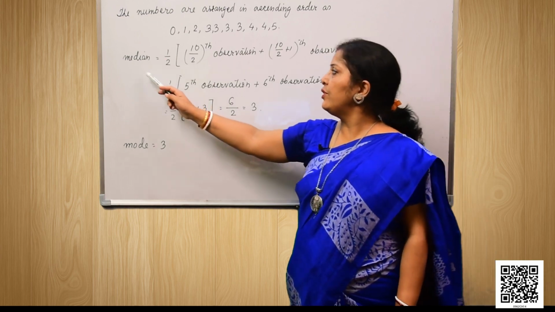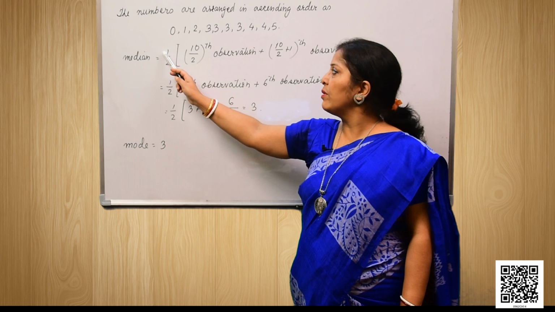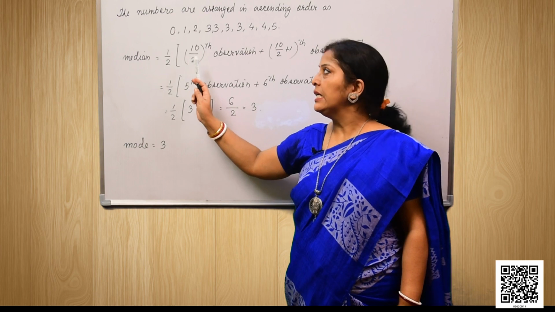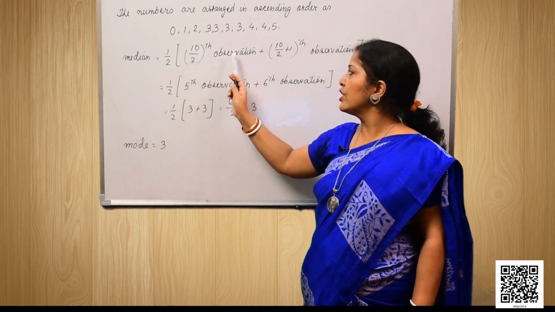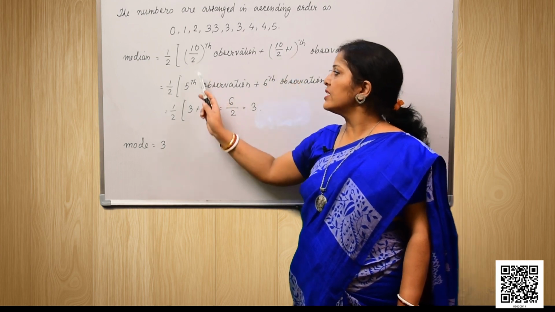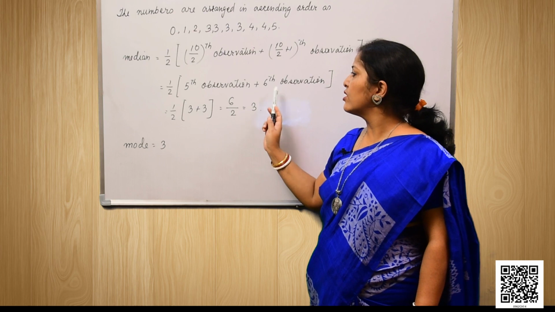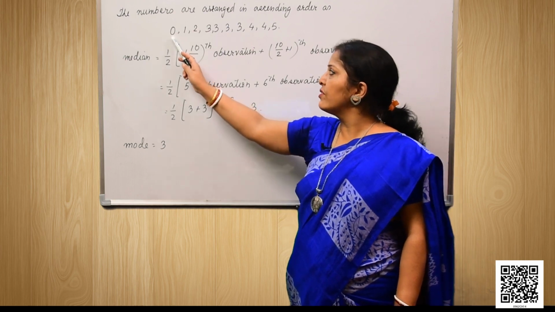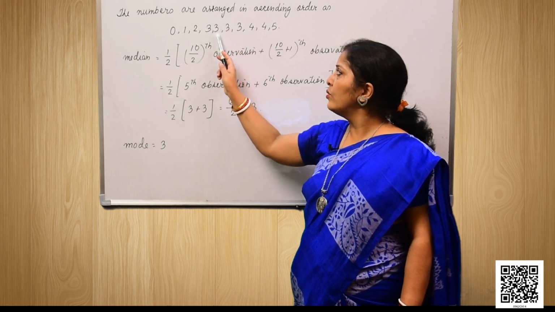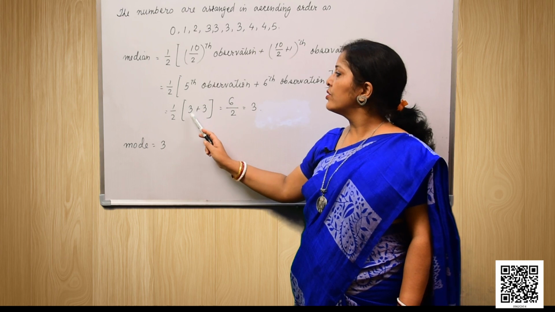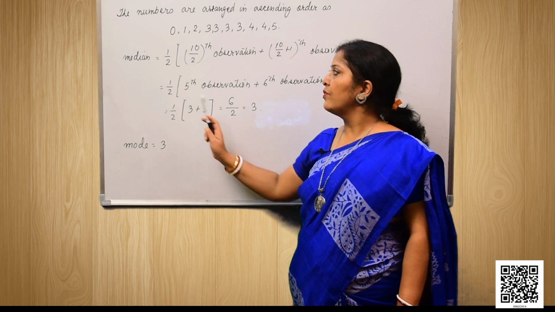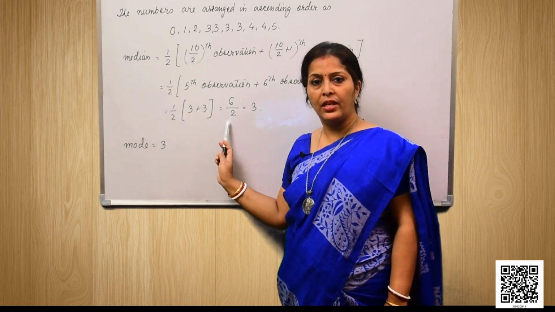So for that we need to use the second formula, that is 1 by 2. This 1 by 2 is used to find the mean of the two observations. Then the 10 by 2th observation plus the 10 by 2 plus 1th observation, which is the 5th observation plus the 6th observation. Now here our 5th observation is 3 and the next is 3. These are the 5th and 6th observations. So they are 3 plus 3 by 2. So the answer is 3. So we can say that our median is 3.